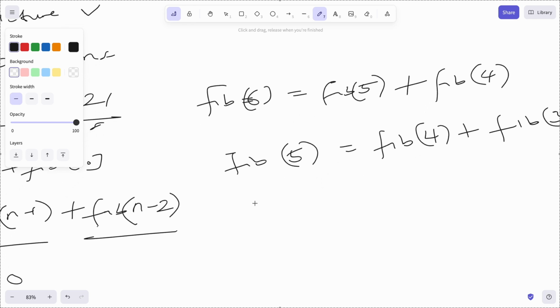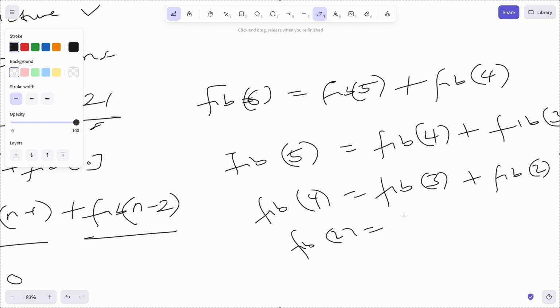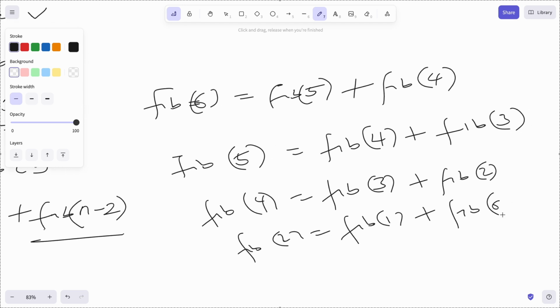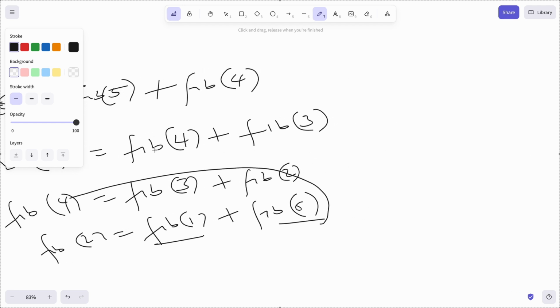We need to solve for fib of 4 too, so fib of 4 is equal to fib of 3 plus fib of 2. Then we need to solve for fib of 2. Fib of 2 is equal to fib of 1 plus fib of 0. So we know fib of 2. Once we are done solving all of this, we would have known the solution to fib of 4. Then we now need to solve for fib of 3.